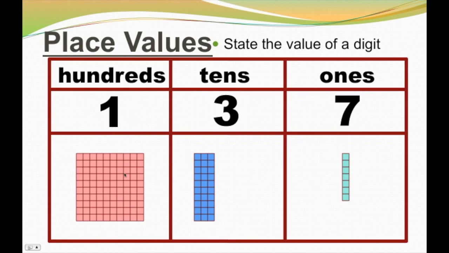I've got 1 in my hundreds place, 1 group of 100. I've got 3 groups of 10, 1, 2, 3. And I've got 7 in my ones place, 1, 2, 3, 4, 5, 6, and 7.